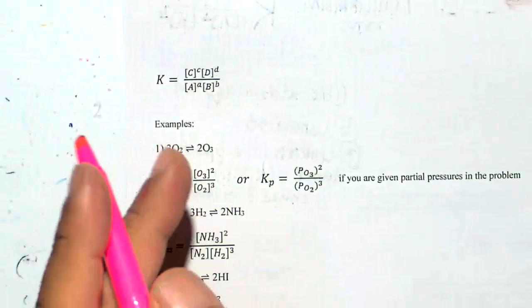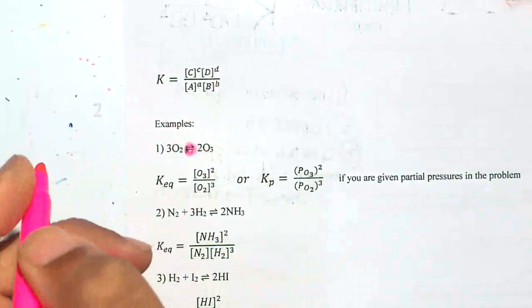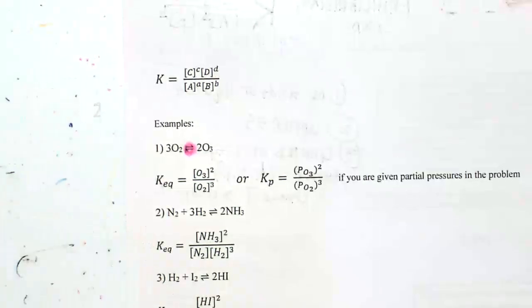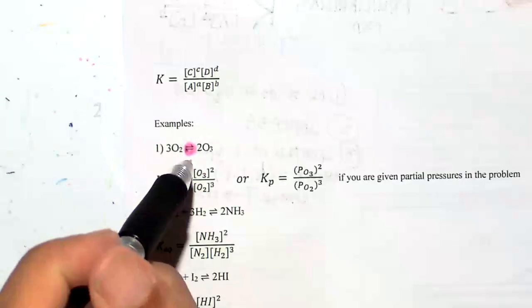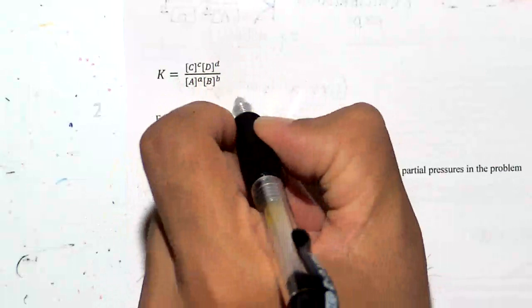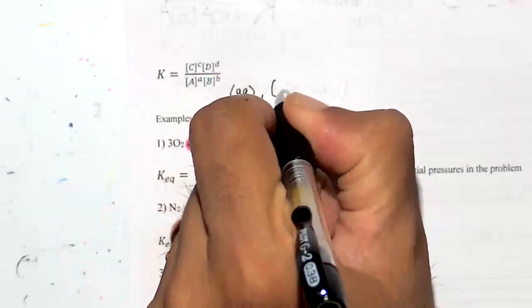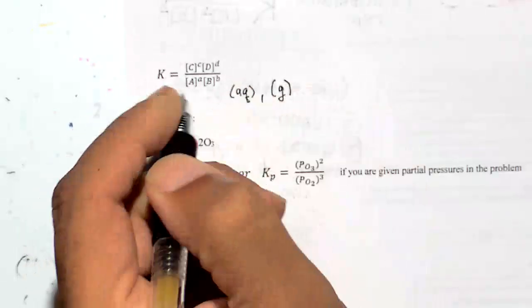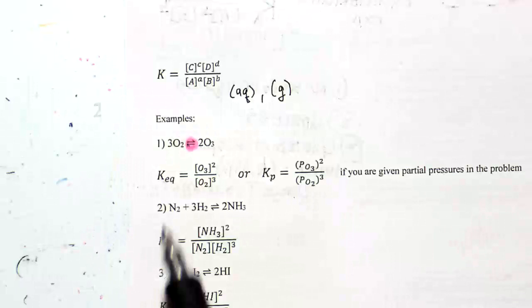All right, let's do some examples here. Is this reaction at equilibrium? The answer is yes. So if it's at equilibrium, do solids go in here? No. Liquids go in here? No. What are the only things that can go in here? Gases and aqueous. Remember aqueous from Chem 1? Those that are dissolved in water.